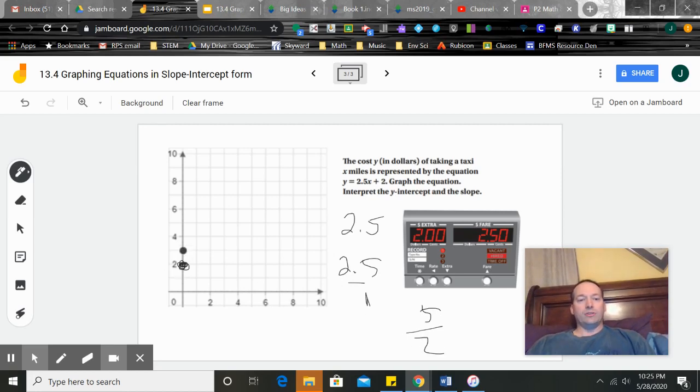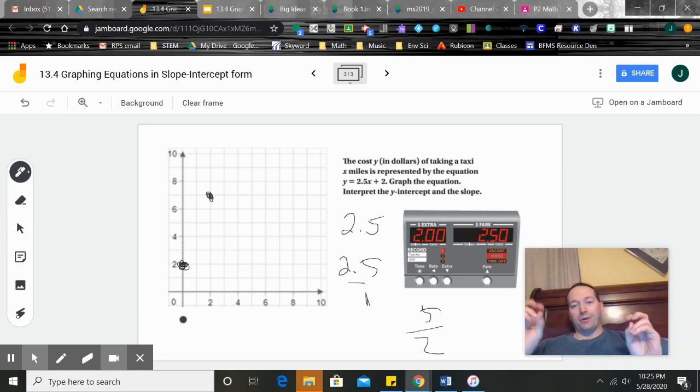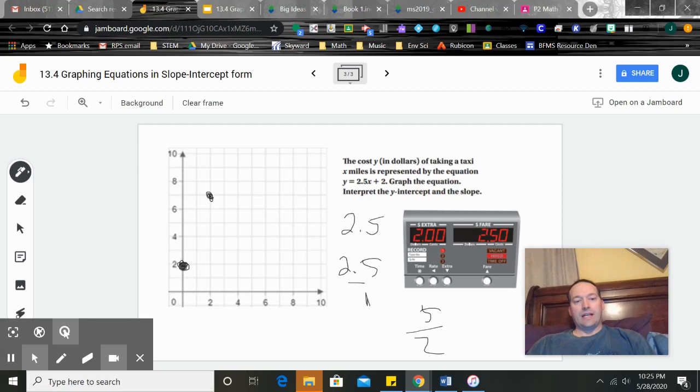So I go up 5, 1, 2, 3, 4, 5 over 2. I can't do another one because I'll go off the grid. Now, I'm not going past this. It starts from your y-axis because technically, if you don't go anywhere, it costs you nothing. But this is from the time you get into the taxi. As soon as you get in there, $2. So that's why it starts there. It's a terrible straight line. But whatever. That's why we usually use rulers on grid paper.